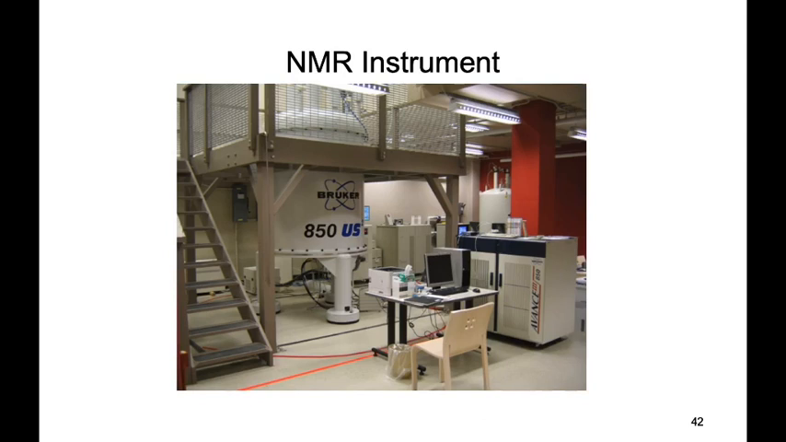That thing that says 850, that's the NMR. The sample that goes into that NMR is about the size of my pen. Okay? So you're dropping a very tiny sample into that. What does that 850 represent? It's how big the magnet is. Okay? That's a really big magnet. Okay? That's why you need stairs to get up on top of it.